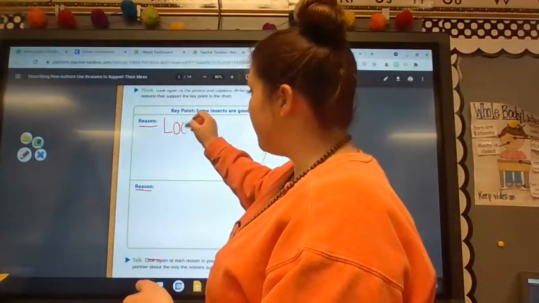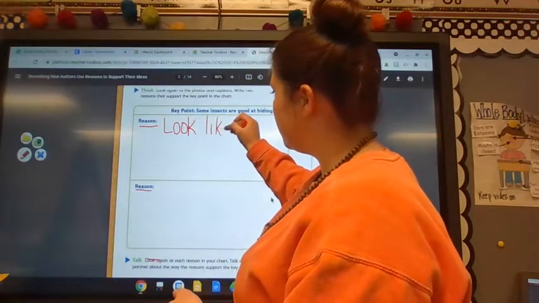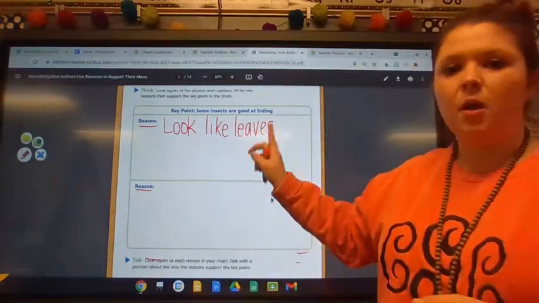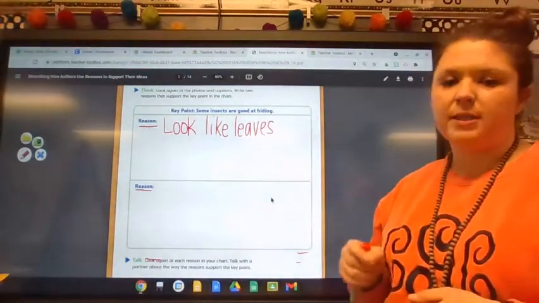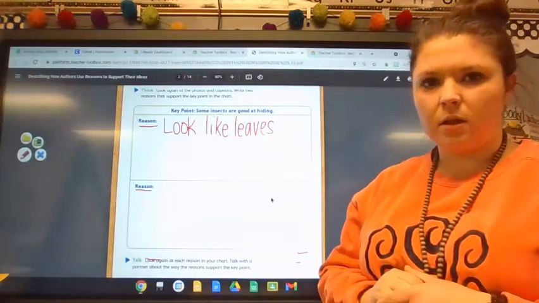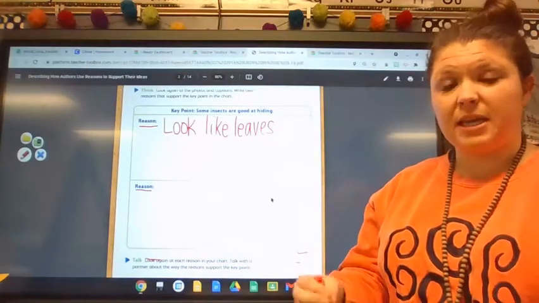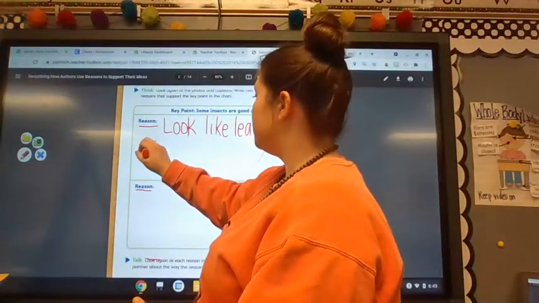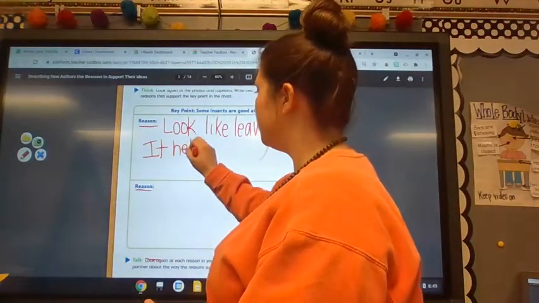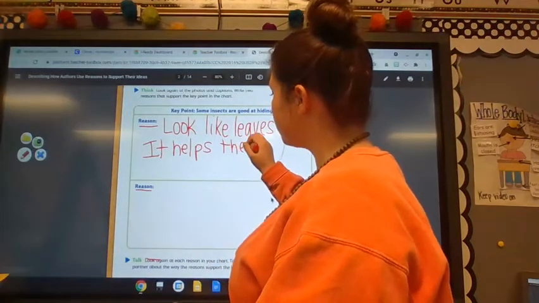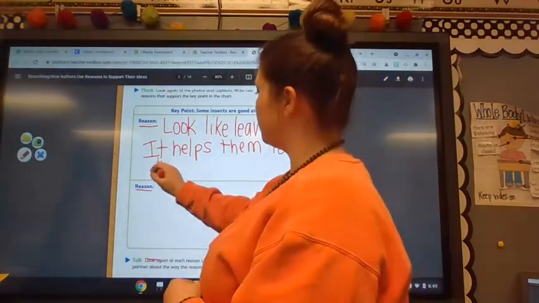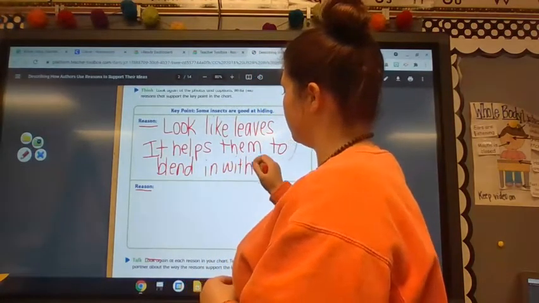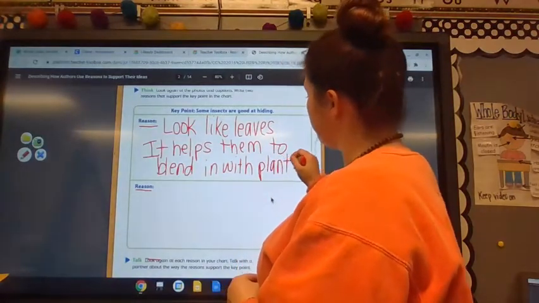Okay, so they look like leaves. And why is it important that they look like leaves? What about them looking like leaves makes them good at hiding? They blend in with plants and trees. Okay?